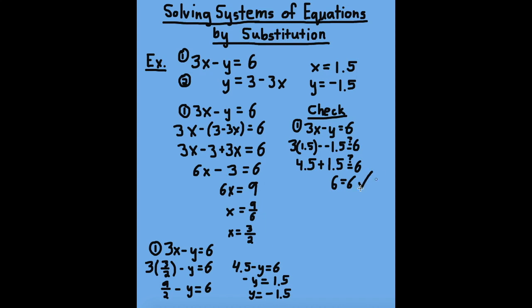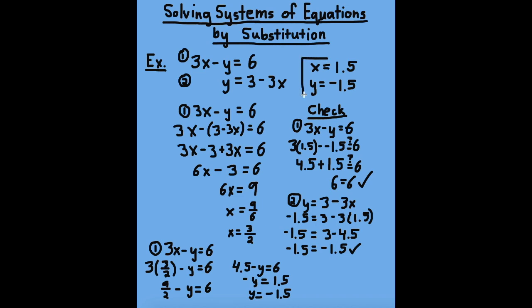They do equal each other. Now let's plug x equals 1.5 and y equals negative 1.5 into equation 2. Equation 2 is y equals 3 minus 3x. When we substitute x equals 1.5 and y equals negative 1.5 in this equation, we get negative 1.5 equals 3 minus 3 times 1.5. This is equal to negative 1.5 equals 3 minus 4.5. We get negative 1.5 equals negative 1.5, which is correct. They do equal each other. Therefore, x equals 1.5 and y equals negative 1.5 are the correct answers.